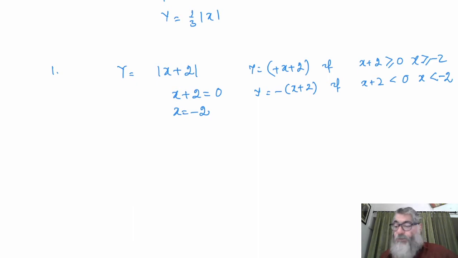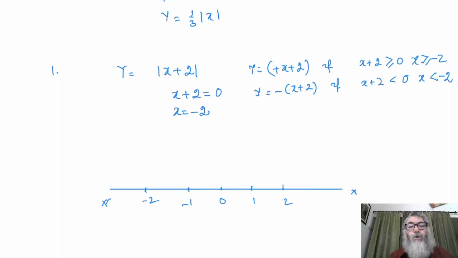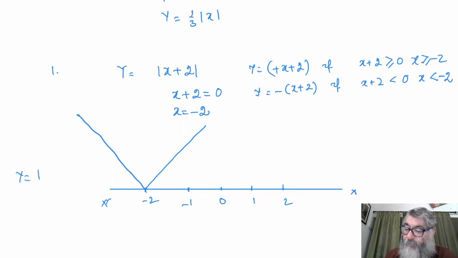So what we are going to do is draw the axes, the x-axis. This is 0, this is 1, this is 2, this is minus 1 and minus 2. Now the critical point was at x is equal to minus 2. At x is equal to minus 2, draw a V-shaped graph. This graph is for y is equal to modulus of x plus 2.